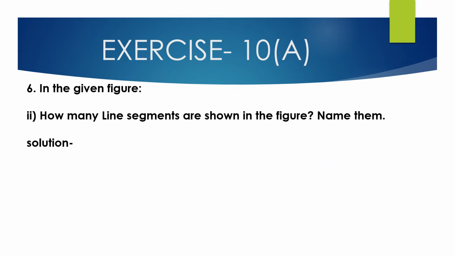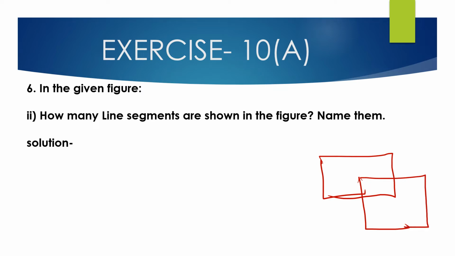Now question number second bit. How many line segments are shown in the figure? Name them. First we draw the given figure. This is the figure. This one is A, B, C, D, E, F, this is G, this is H.